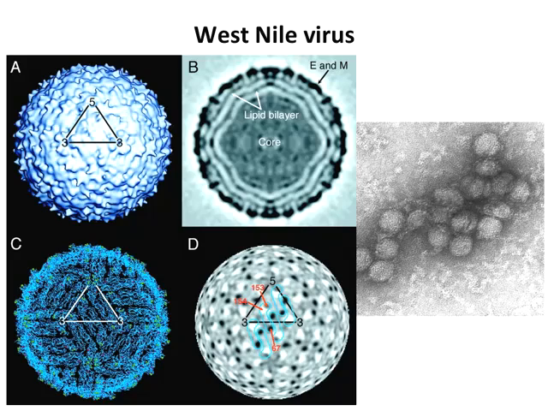The virus is an enveloped virus. It has a core, though, that has icosahedral symmetry. And the symmetry of the core is passed on to the enveloped glycoproteins.